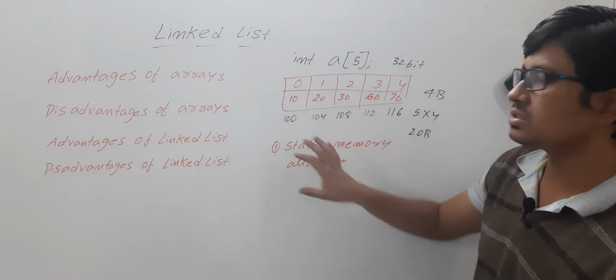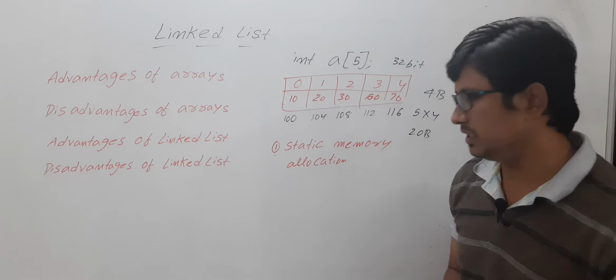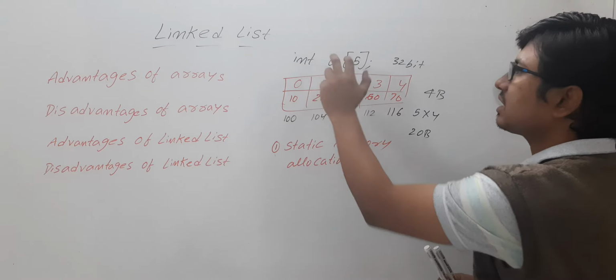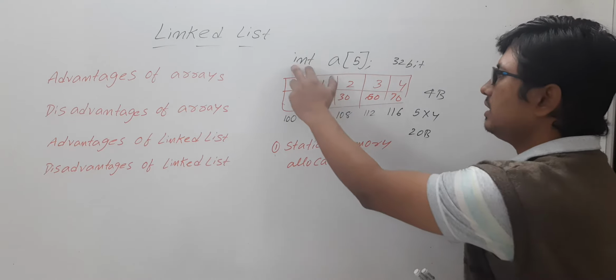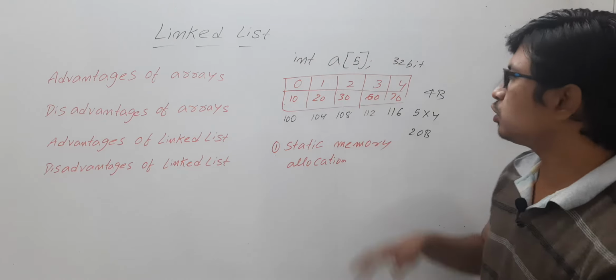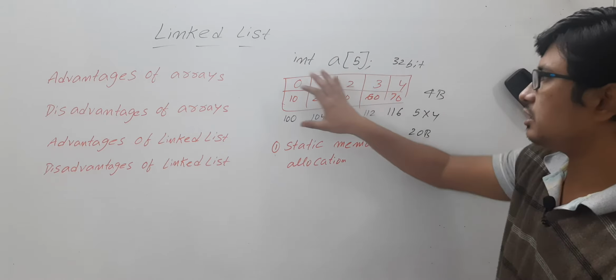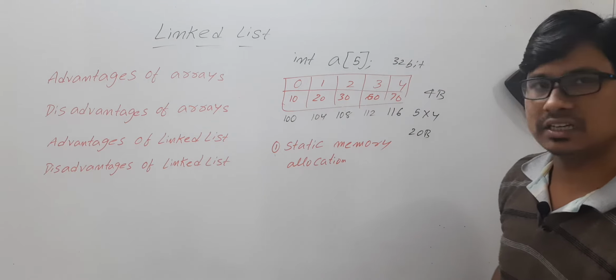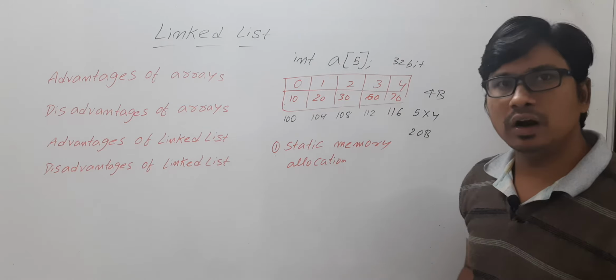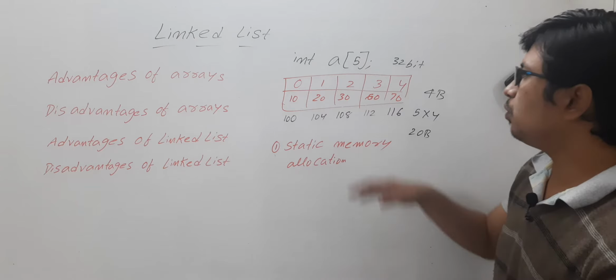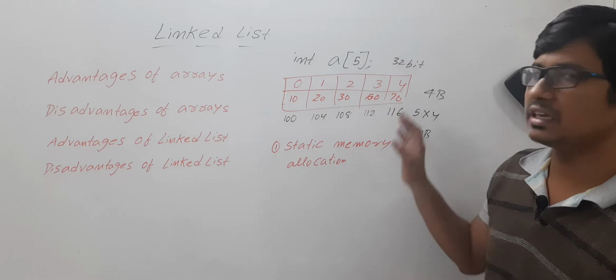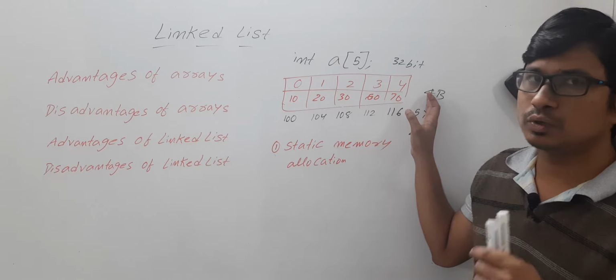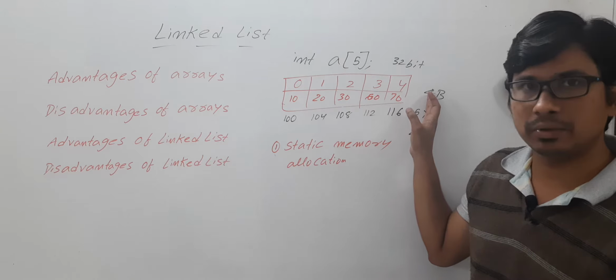Arrays use static memory allocation, meaning that if you have declared an array int a of 5, then 20 bytes of memory will be allocated if you run this program on a 32-bit compiler. Now let's take that while you are running the program, you want to store a 6th element. That is not possible because during runtime we cannot allocate the memory.